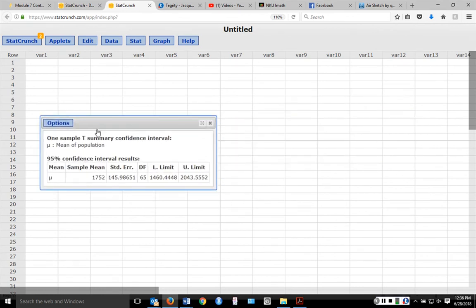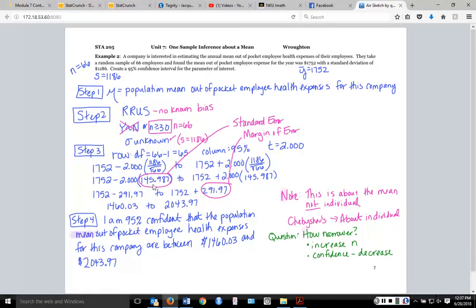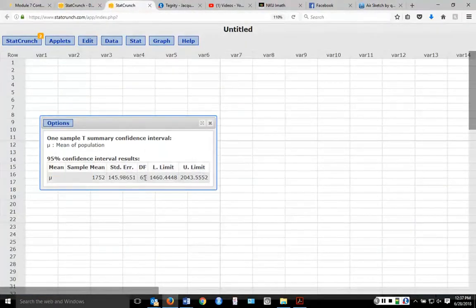If I look at this output, let's talk about some numbers that we can check. One of the first numbers I can check here is the standard error, this 145.987-ish number. Where I saw that was right here. That was my standard error that I calculated when I did the entire formula. It also gives me my degrees of freedom, which was just our sample size minus 1. And then this L limit is the lower limit of my confidence interval, and the U limit is the upper limit. So they got 1,460.44 to 2,043.56.